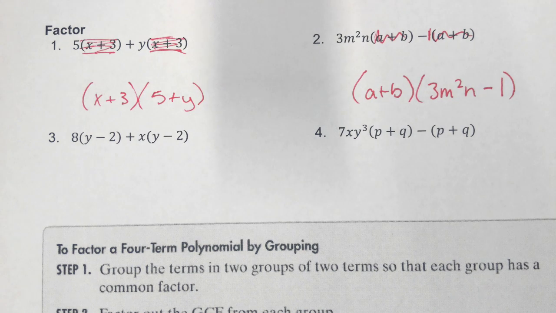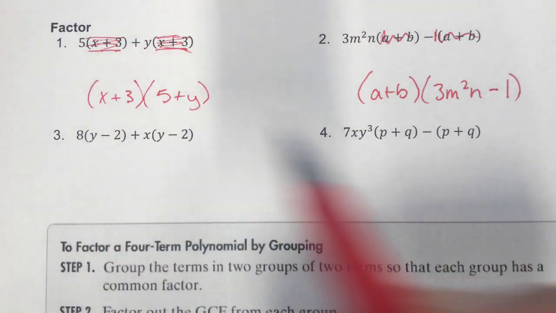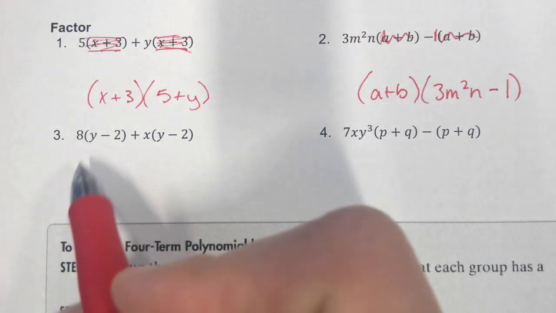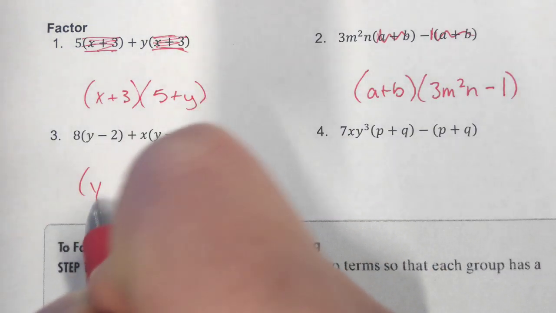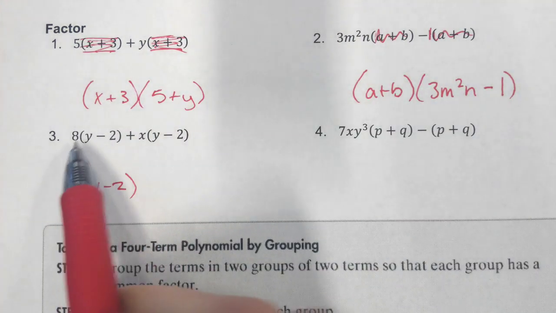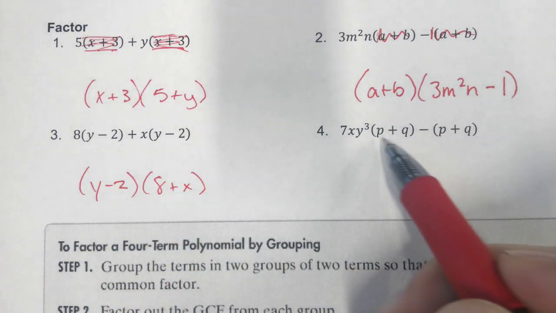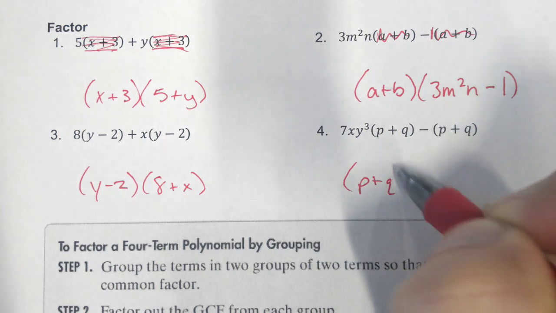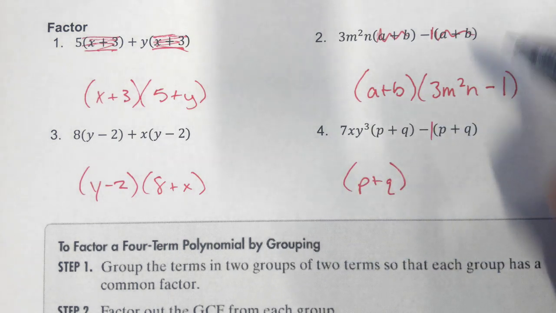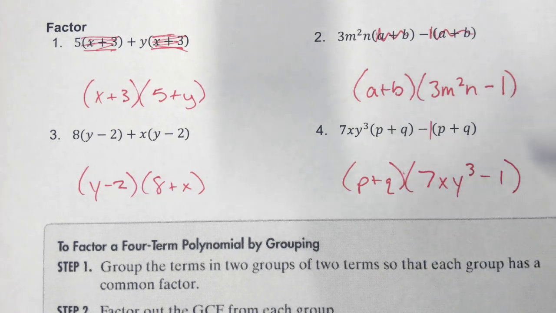All right, and then 3 and 4 follow the same thing. You can pause the video if you want and try them. I'm going to go ahead and get started on them, so pause it real quick. There's the y minus 2 in common. If you were to take the y minus 2, there would be an 8 plus x left. On number 4, there is a p plus q in common. Understood 1 there, leaving you with the 7xy cubed minus 1 left.